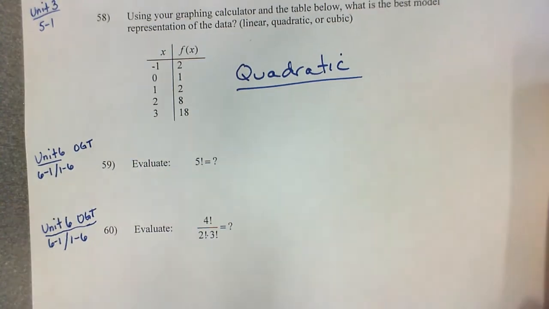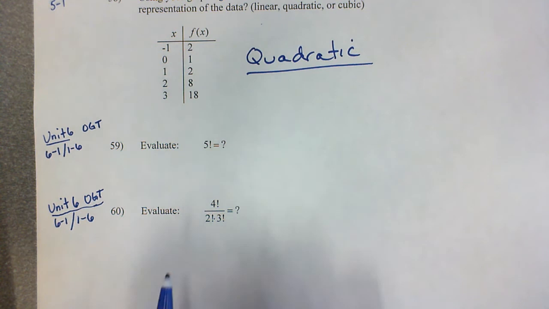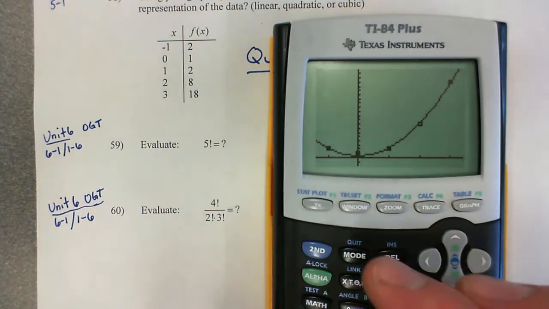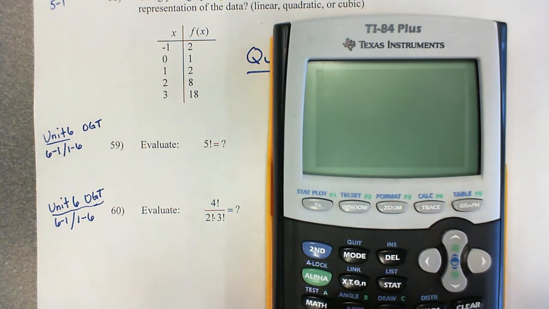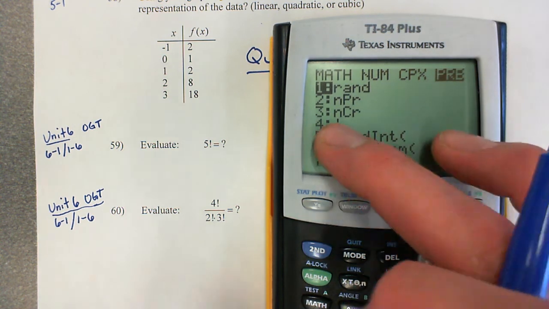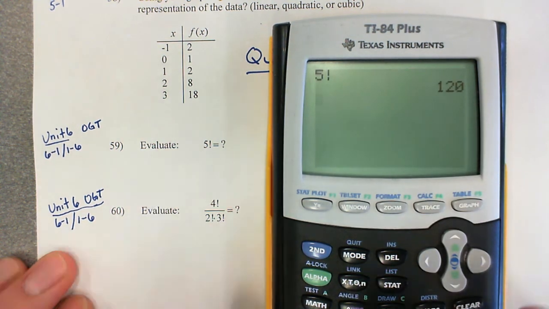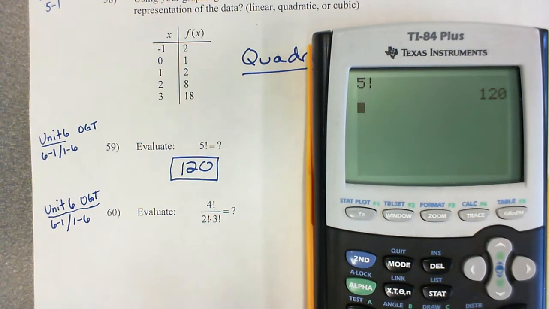All right. Now we're going to look at some OGT questions that we covered. Here we covered how to find 5 factorial on your calculator. So let's go back to our home screen and clear this out. Factorial was under math, so first we have to type in the number 5, and then we're going to go to math, and that's over at probability. Factorial is number 4 there. So 5 factorial equals 120. So there's your answer there.